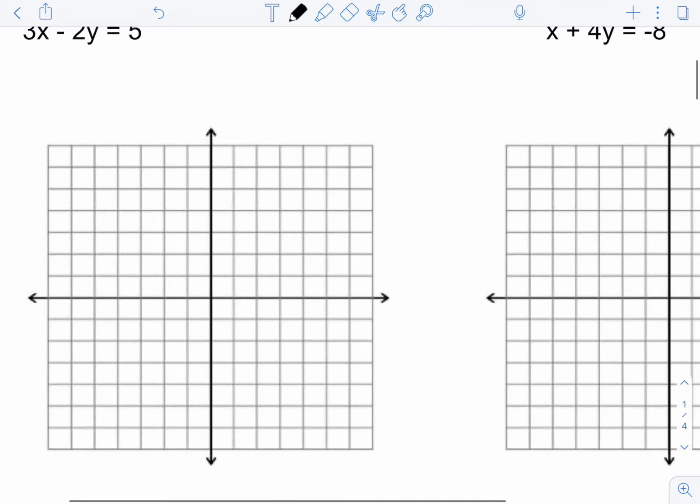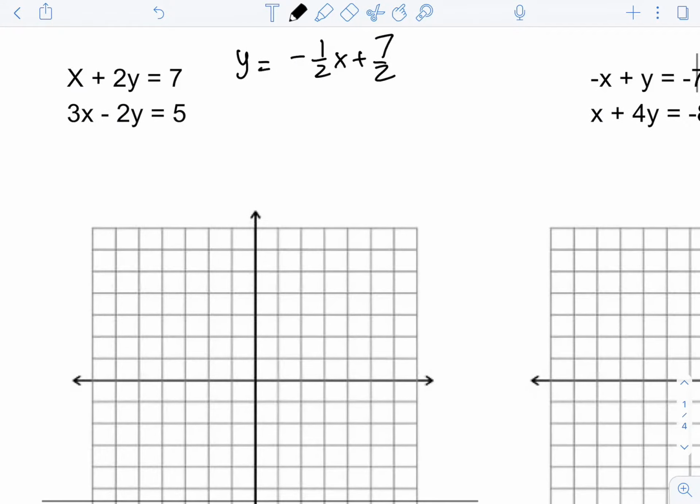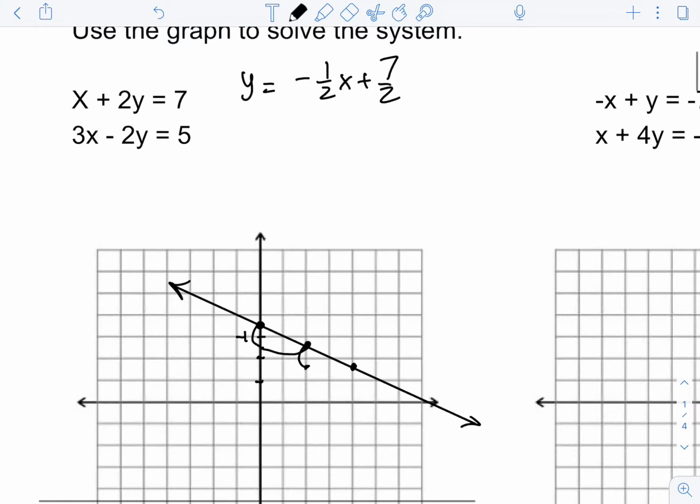From there, we can graph it. So we know 7 halves, so that's 3.5. So 1, 2, 3 halves right here. That's our y-intercept. Now we know it's going to be rising by -1 and running by 2. So with that information, -1, 2. From that information, we can create a line from the points, and that will be our first equation.